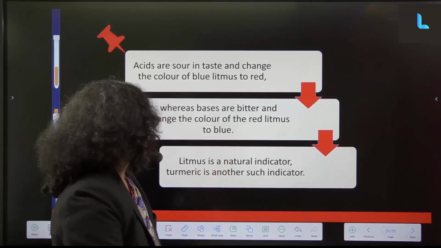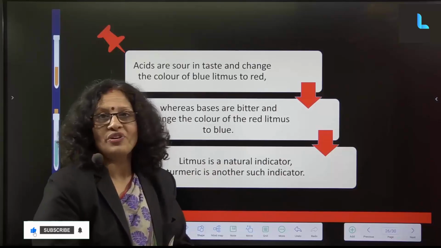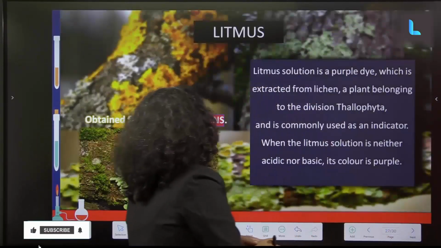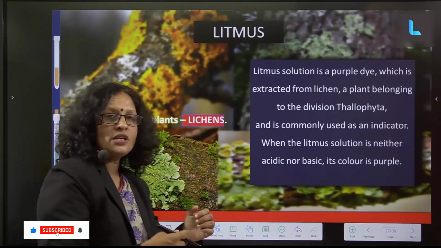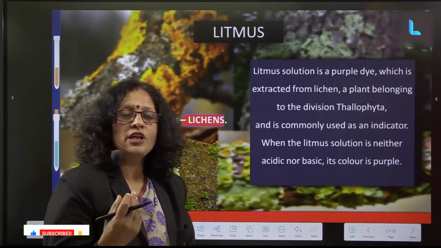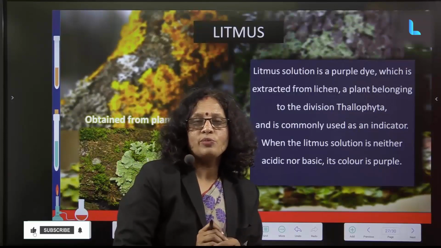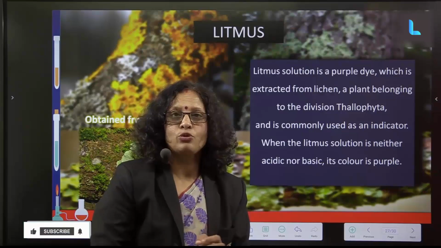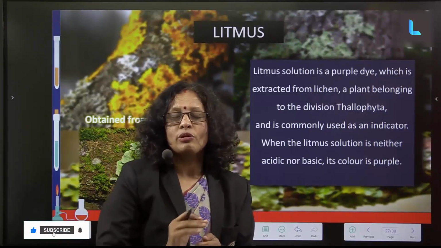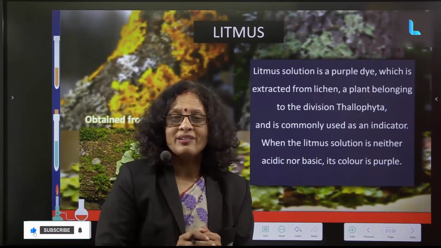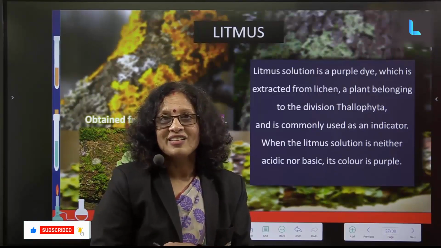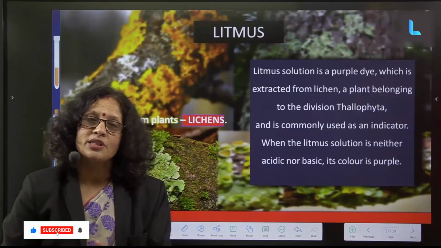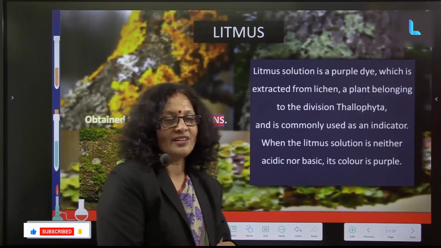Litmus is a natural indicator. Turmeric is another such indicator. You would have seen turmeric. If any turmeric stain is on your cloth and you rub a soap bar on it, you will see it turn red. That indicates that whenever it comes in contact with a basic substance, it will turn that color.